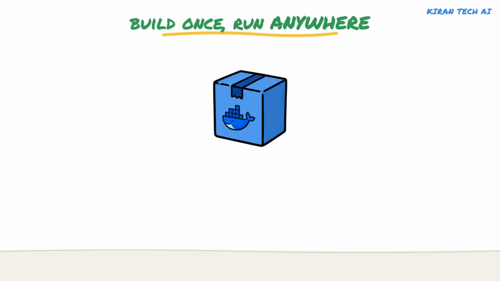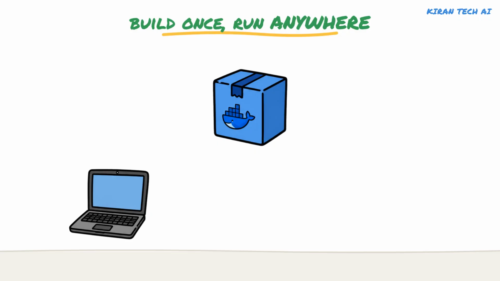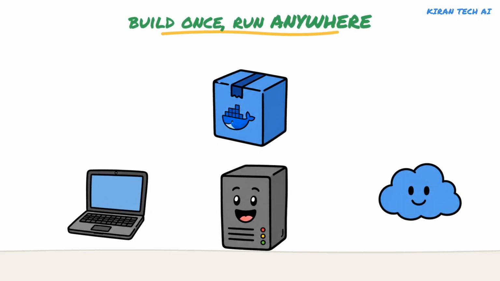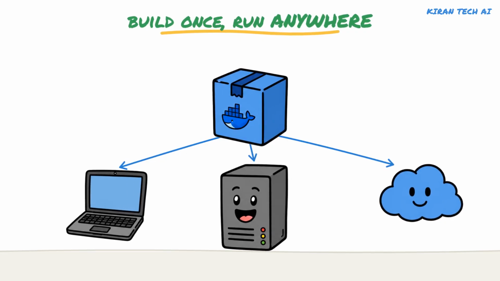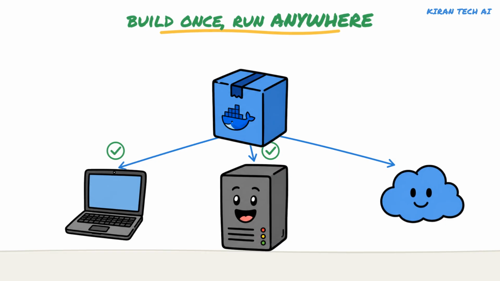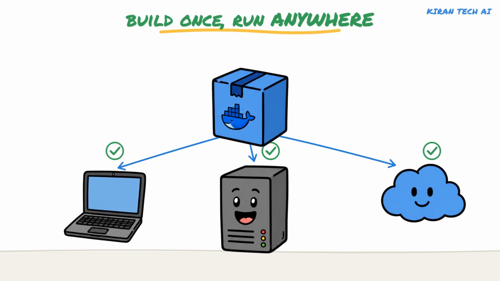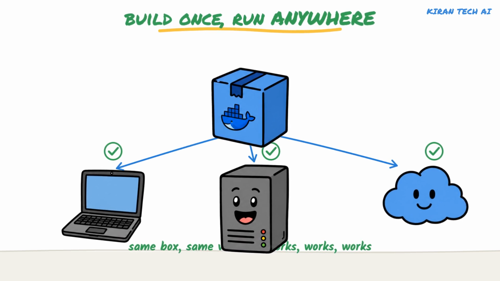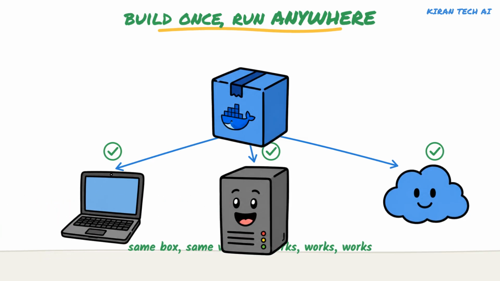And now comes the magic part. The exact same image runs on Kiran's laptop. It runs on the staging server and up in the AWS cloud. Same box, same world inside. So it works and works and works. Build it once, run it anywhere. That's Docker's entire promise. And poor Buggy, he can't find a single crack to crawl into anymore.